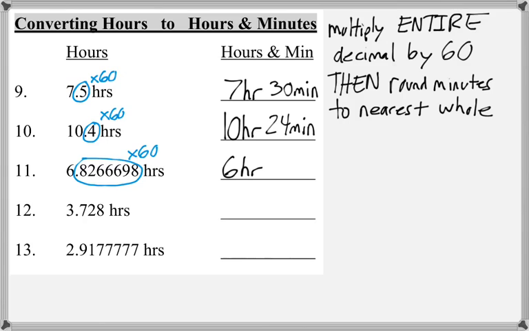0.8266698 times 60. And we get 49.600188. And this number we round to the nearest whole. So that number gets rounded to 50.